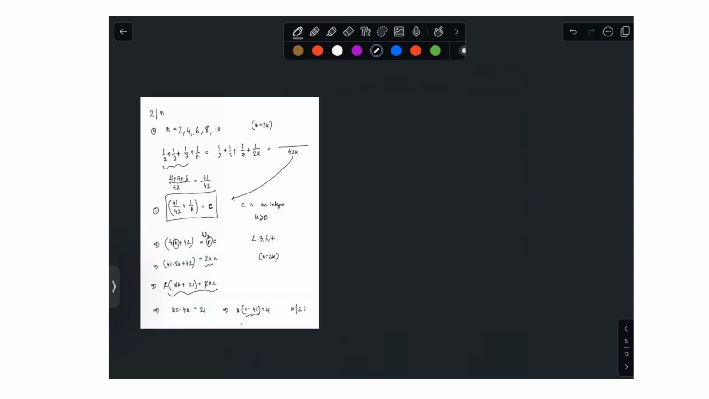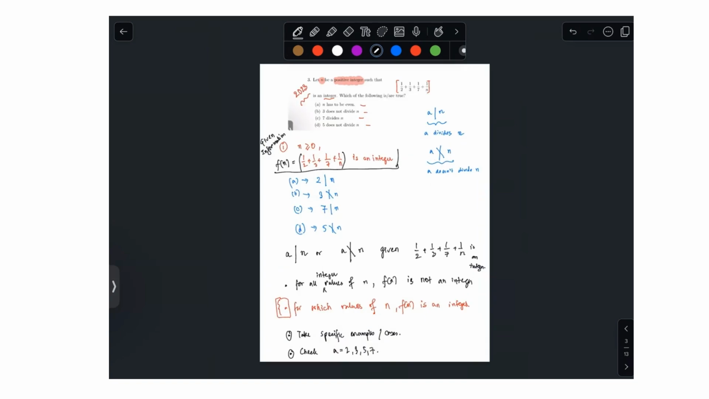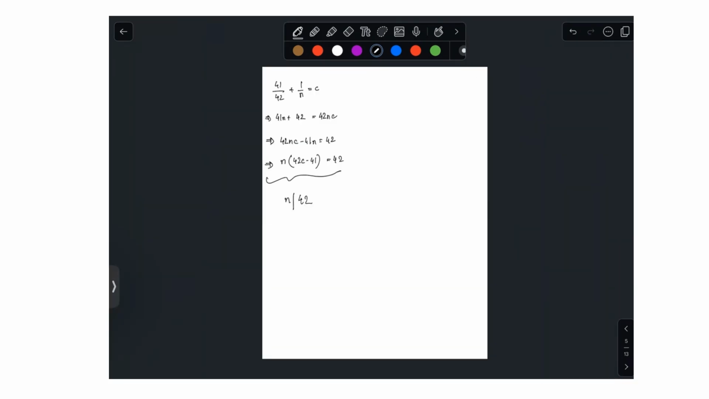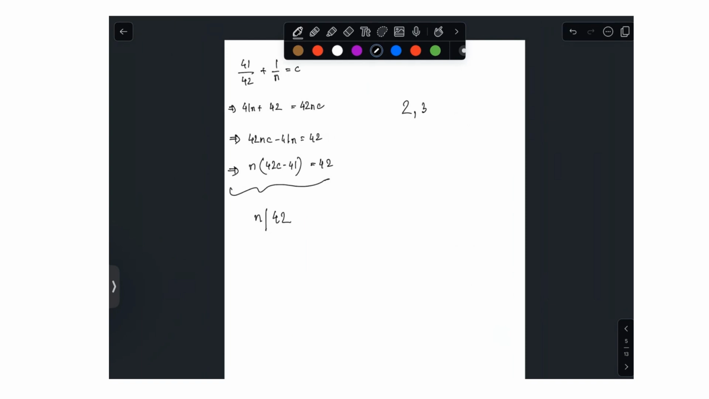So this right away tells you that n cannot be 5, right? So we have 4 options, 2, 3, 5, and 7, right? We have to understand, n cannot be a multiple of 5, okay? You can easily understand if n is a multiple of 5, then 5 should divide 42, right? Because if n is a multiple of 5, it will be like this. That means 5 should divide 42, and it is never possible. So 5 doesn't divide n, that is done.